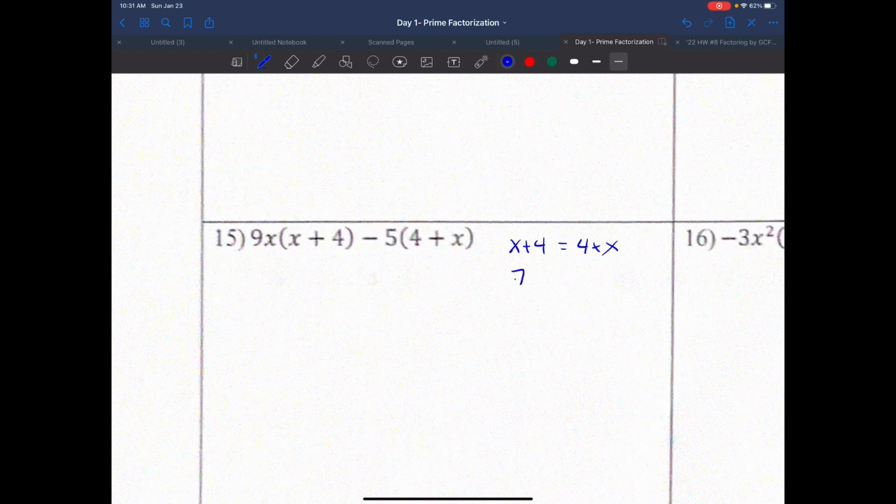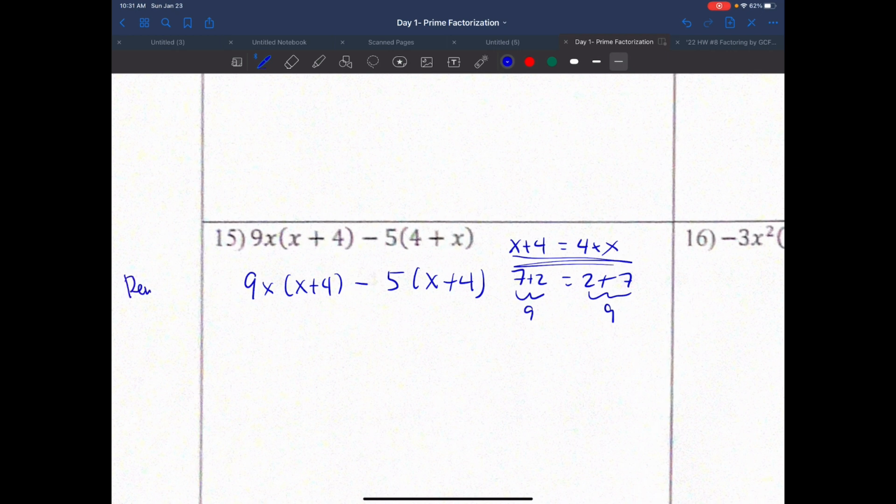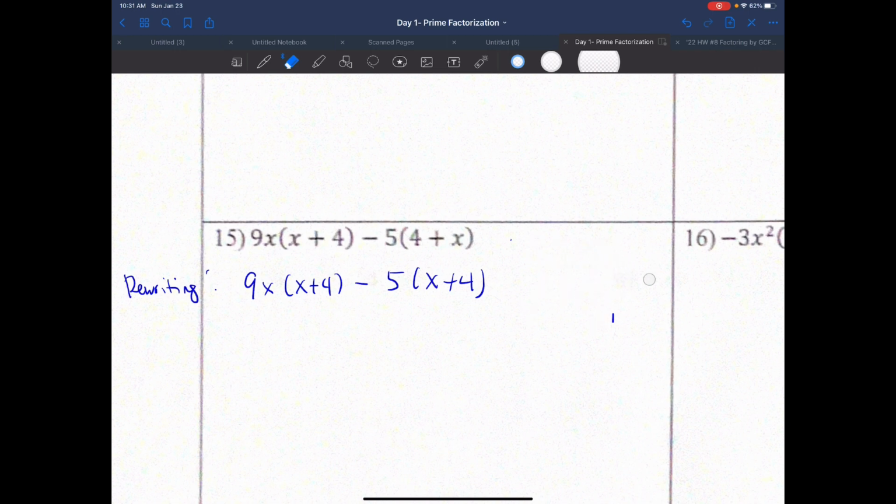Because that's the same thing as 7 plus 2 is equal to 2 plus 7, right? 7 plus 2 is 9, and 2 plus 7 is just 9. This is just rewritten differently, right? So I can go ahead and rewrite this as 9x times x plus 4 minus 5 times x plus 4. So I'm just rewriting. And now I'm going to figure out what my GCF is. The GCF is going to go in front of the parentheses.